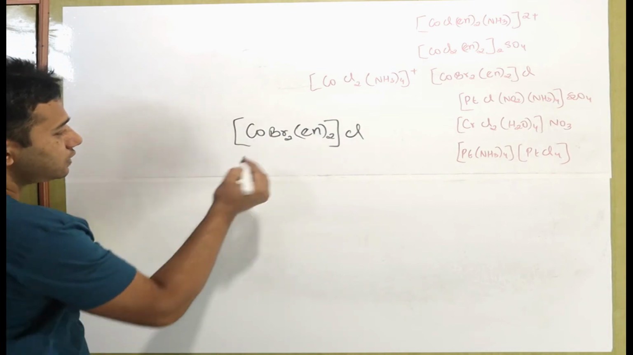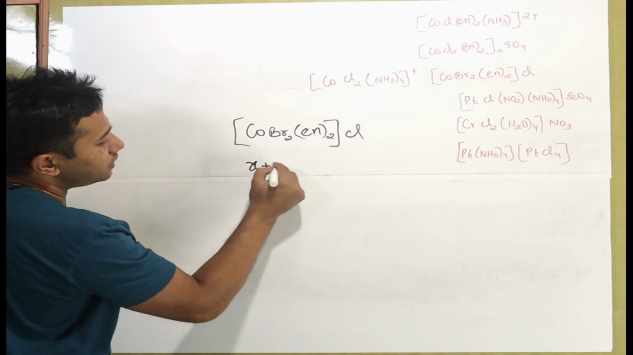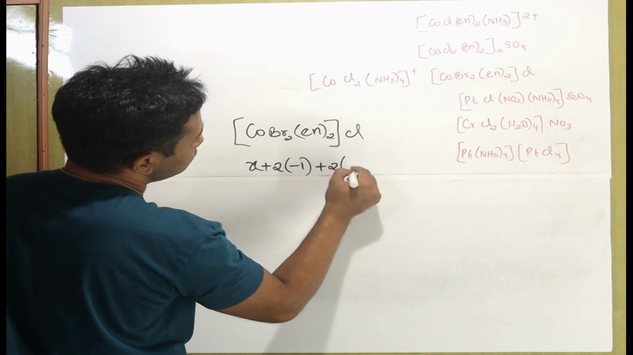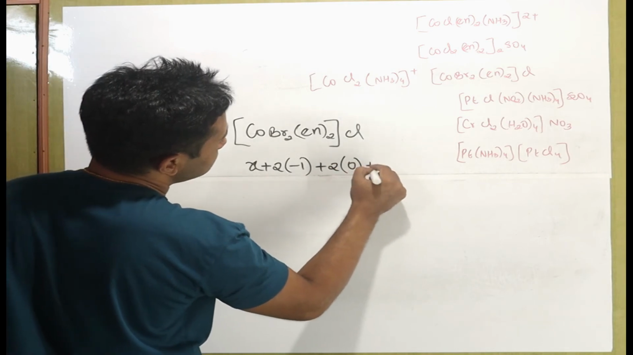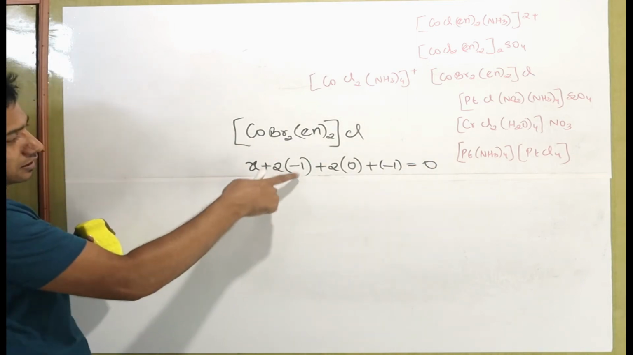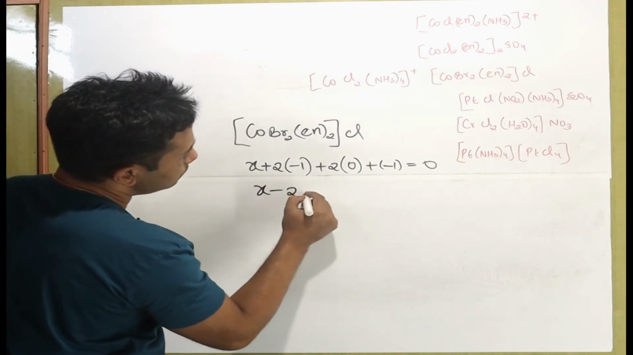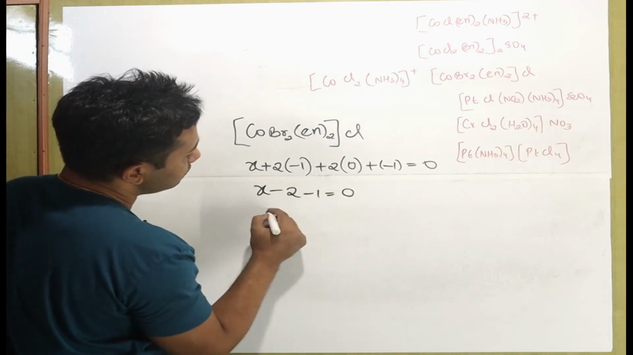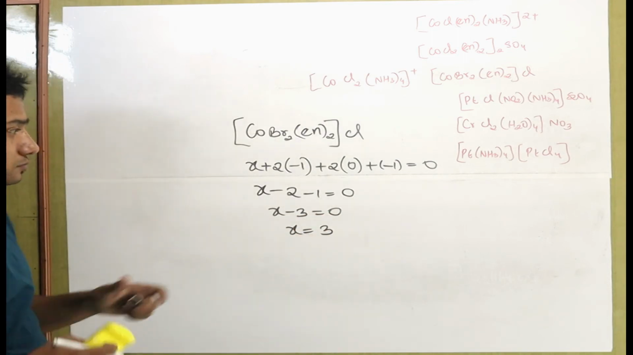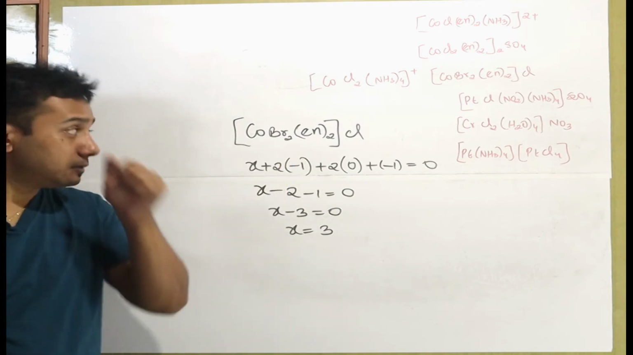So now we have this one. Fine, this is the metal ion out here, so I'll put it as X. Bromine, there are 2 bromine. Charge of bromine is minus 1. En, charge of En is 0, and chlorine is minus 1 equals 0. So X minus 2 minus 1 equals 0. So X minus 3 equals 0, X is equal to 3. So the charge of this metal ion out here is plus 3.